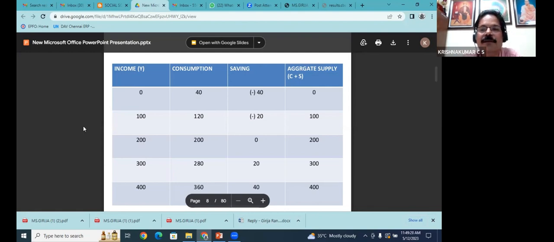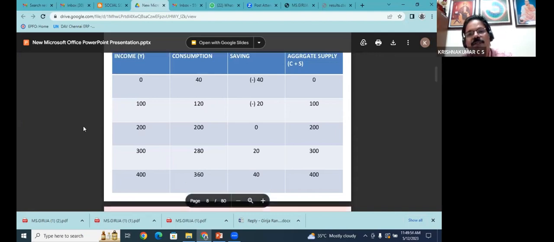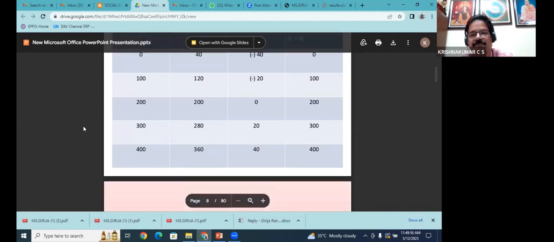Here we can see income is 0. Even at a 0 level of income, there is consumption. You call it autonomous consumption. It is 40. So there will be dissaving, minus 40. So 40 plus minus 40, C plus S will be 0. At all levels, we can see that income and the aggregate supply are equal. So then comes the diagram.